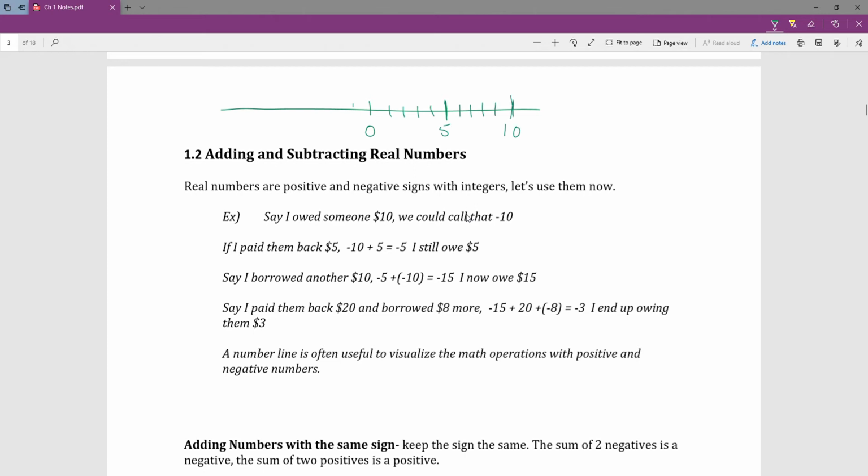And then down below 0 would be all the negative numbers. So 1, 2, 3, 4, -5 and -10. So in Canada, we're used to this because we're used to positive and negative temperatures. You can conceptualize this with earning and borrowing money, if you have debts. And you can also sometimes, I kind of anthropomorphize numbers and think of it as positive and negative people. I don't know, I could get in trouble that way, but that's sometimes how I conceptualize it. So real numbers are positive and negative signs with integers, and let's use them now.